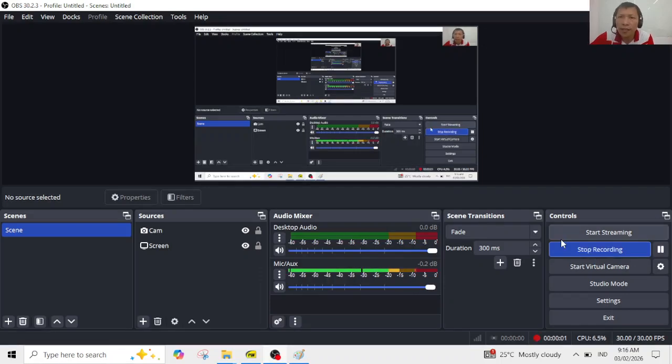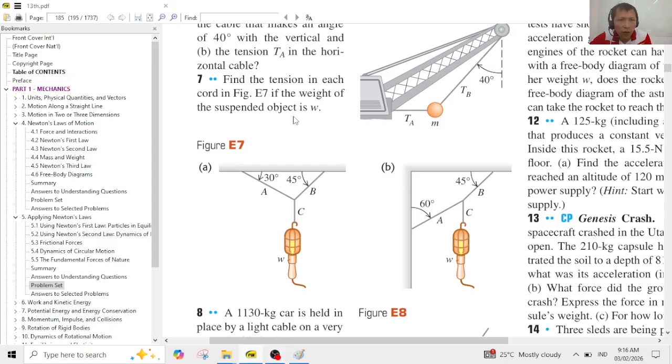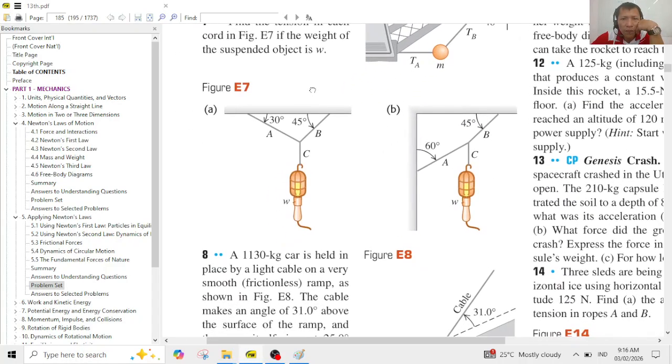Okay, dynamics. Physics for engineers, dynamics. We have problem number 7. Find the tension in each cord, figure E7, A and B. If the weight of the suspended object is W.